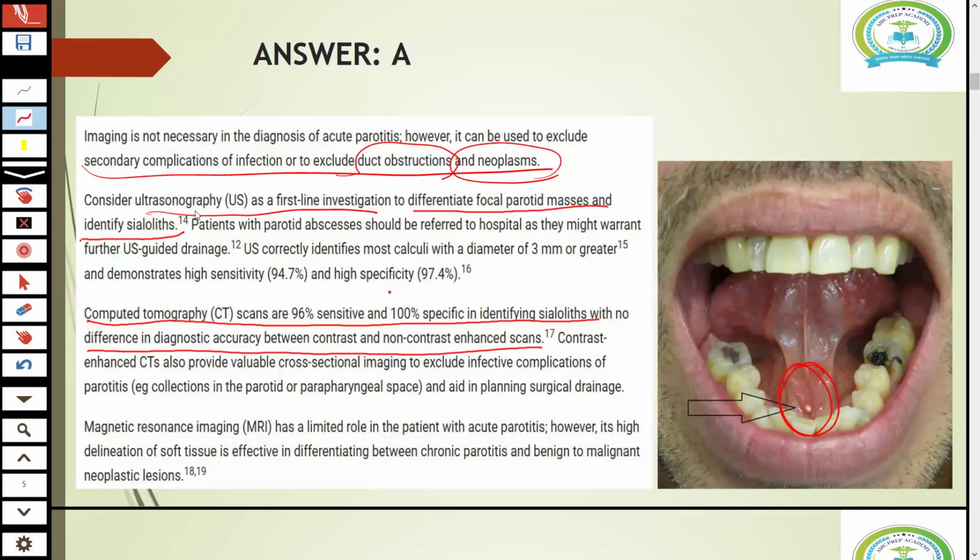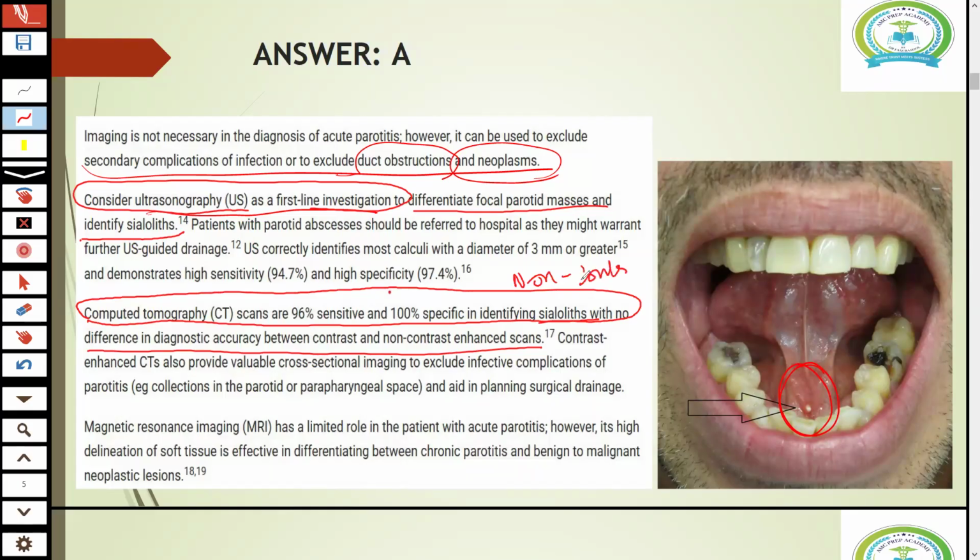Whenever they ask next or first-time investigation, it is ultrasound. But if they are asking most appropriate or best investigation, that is CT, non-contrast CT. No need to give contrast. Both have the same accuracy.